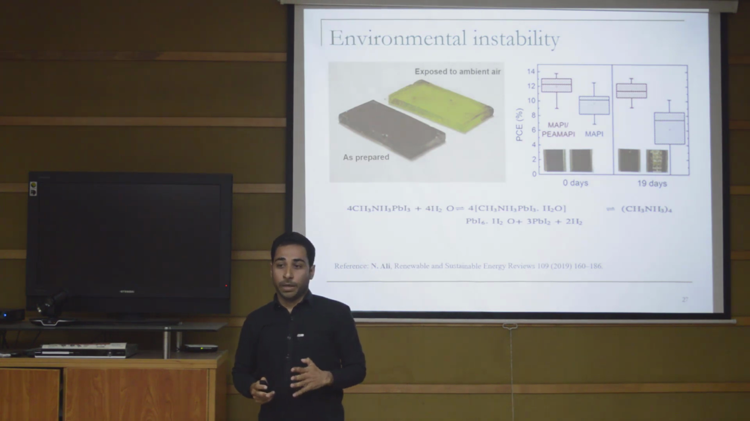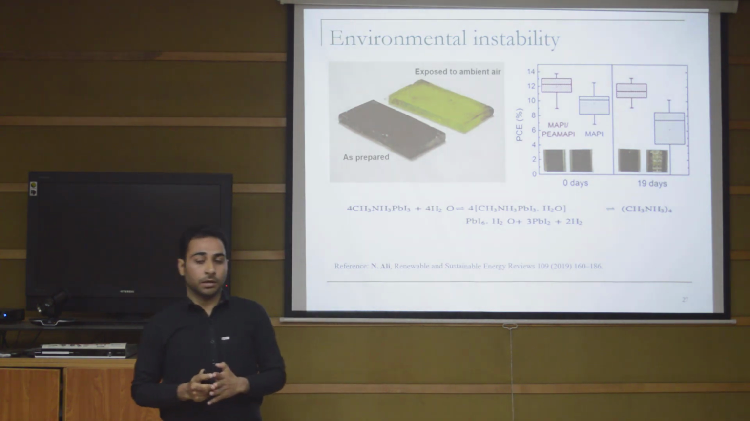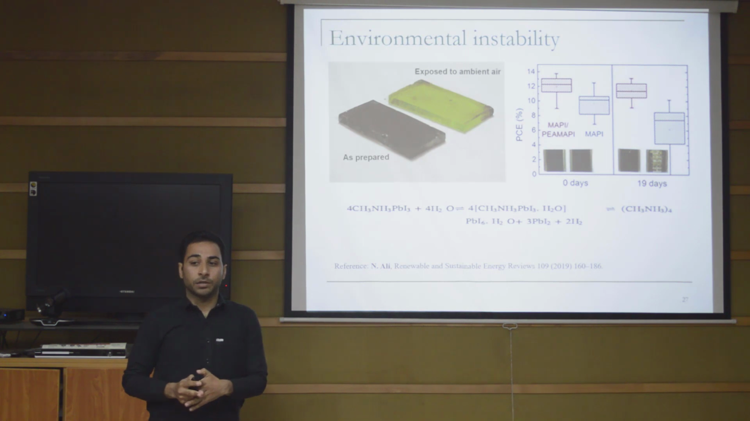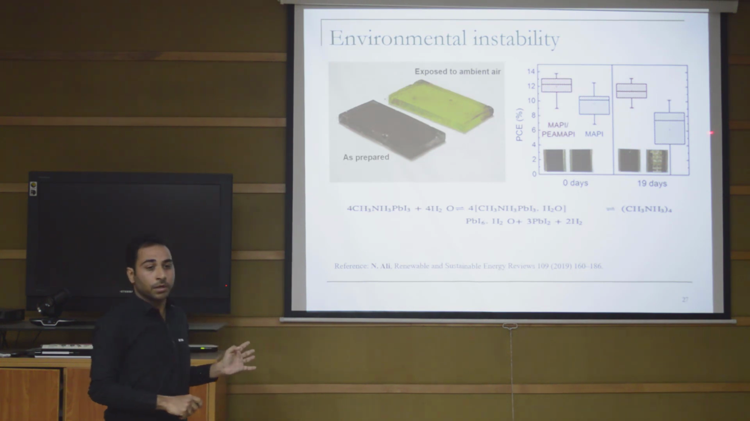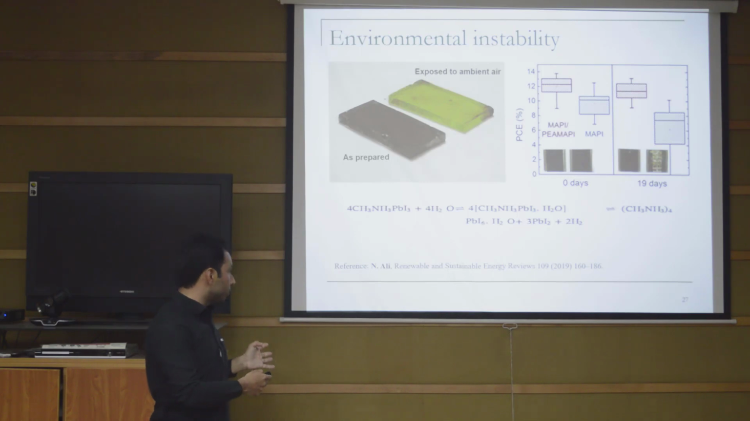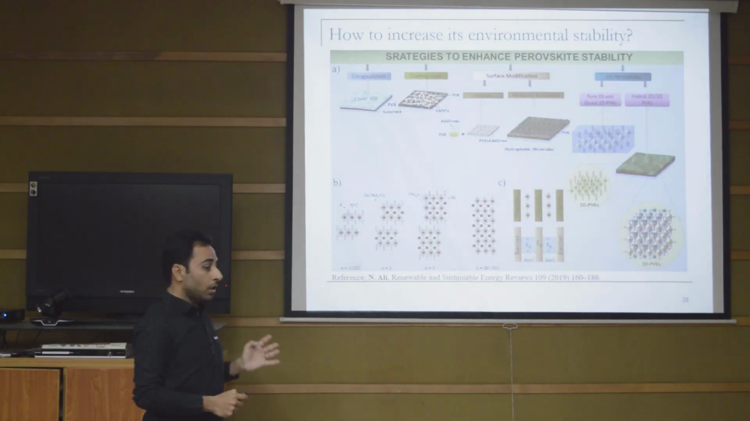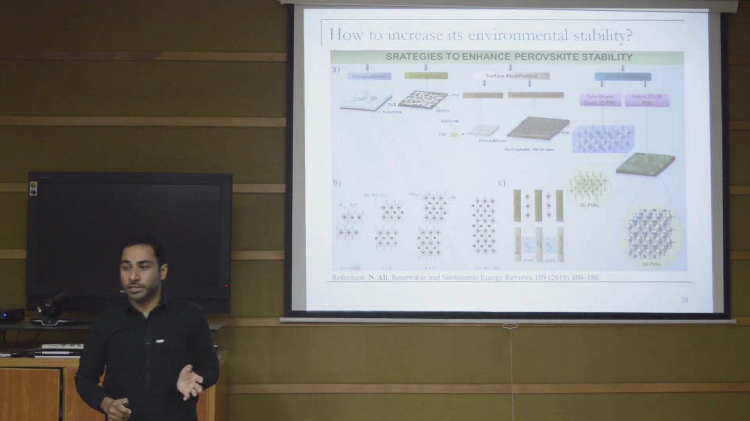On the other side, if you consider the silicon-based solar cell, it guarantees about 25 years of operation without any loss in power conversion efficiency. So it's far away from commercialization. So you have to think about some strategies on how to increase its environmental stability.